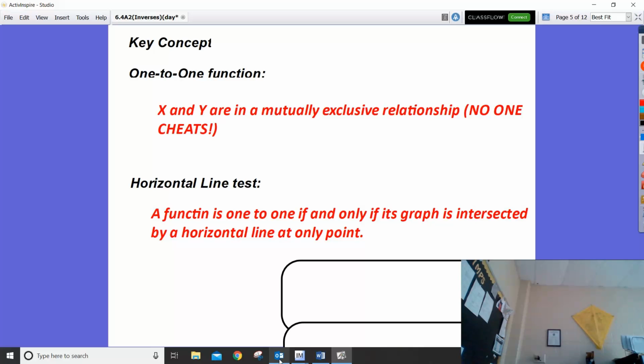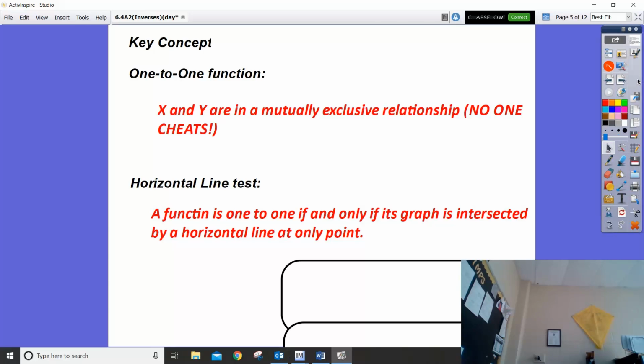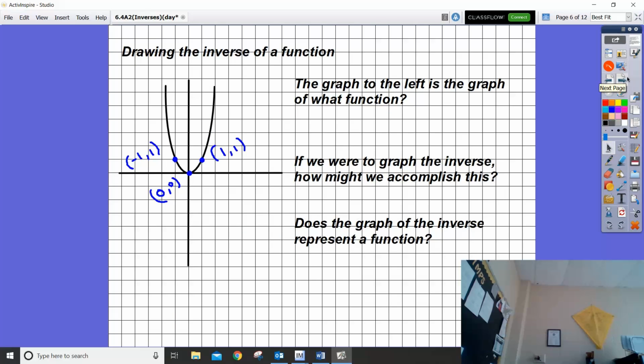So yes, I did spell function wrong, but it is one-to-one if and only if its graph is intersected by a horizontal line exactly one time. Only one-to-one. So up next, should be a situation we talk about. Hopefully I can explain why that makes it one-to-one. So let's jump ahead to where that does happen.